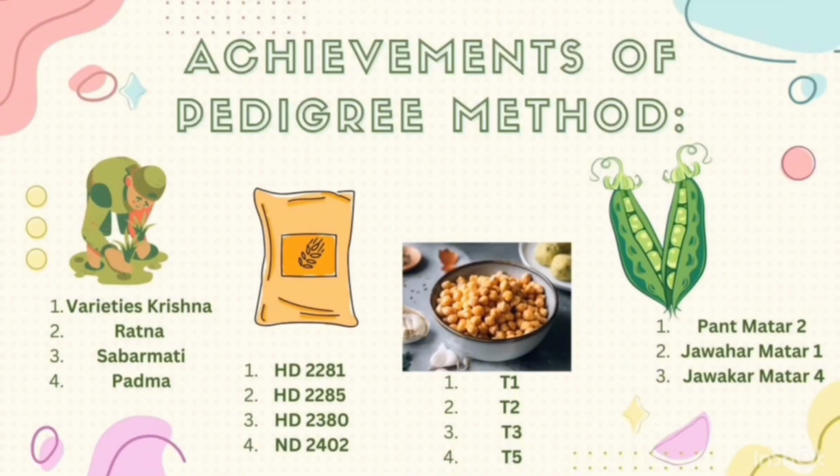Lastly, the achievement of the pedigree method in rice crop, wheat crop, chickpea crop, and pea crop. For rice crop, we have the varieties Krishna, Ratna, Sabarmati, and Padma. For the wheat crop, we have HD2281, HD2285, HD2380, and ND2402. For the chickpea, we have T1, T2, T3, and T5. And lastly, in pea crop, we have Pant Mata 2, Jawahar Mata 1, and Jawahar Mata 4.